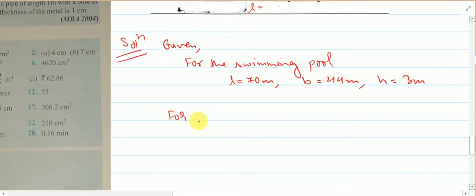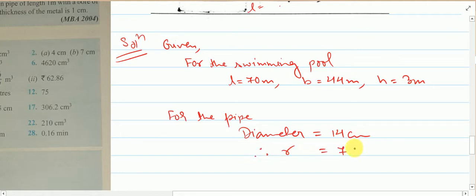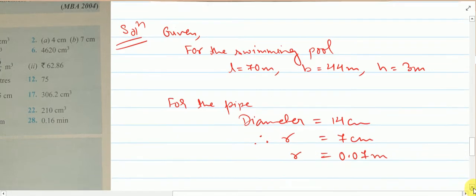And for the pipe, diameter is equal to 14 centimeter. So your radius will be 7 centimeter. And if you want to convert this into meter, you have to divide by 100, so you will get 0.07 meter. Okay, radius in meter is this much.